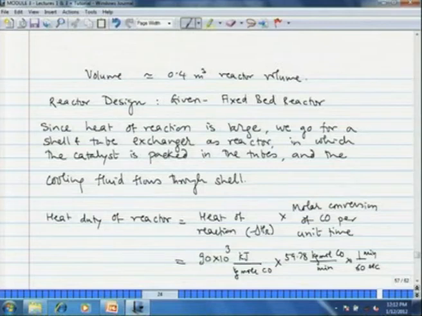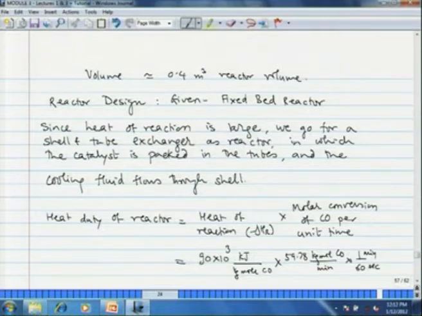After calculating the reactor volume, we have designed the reactor. We are given that the reactor is a fixed bed reactor. Since the heat of reaction is quite high, something like 90 kilojoules per mole of CO, we have to go for a shell and tube heat exchanger as a reactor, in which the catalyst will be packed in the tubes and the cooling fluid will flow through the shell.